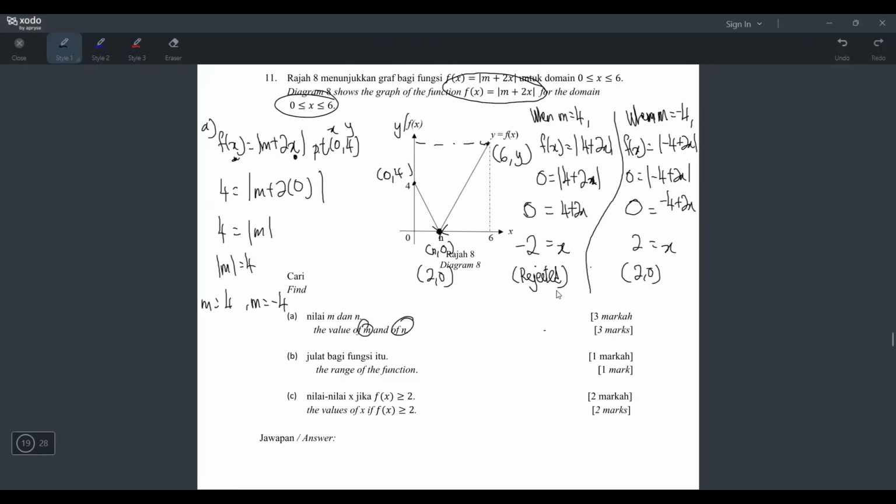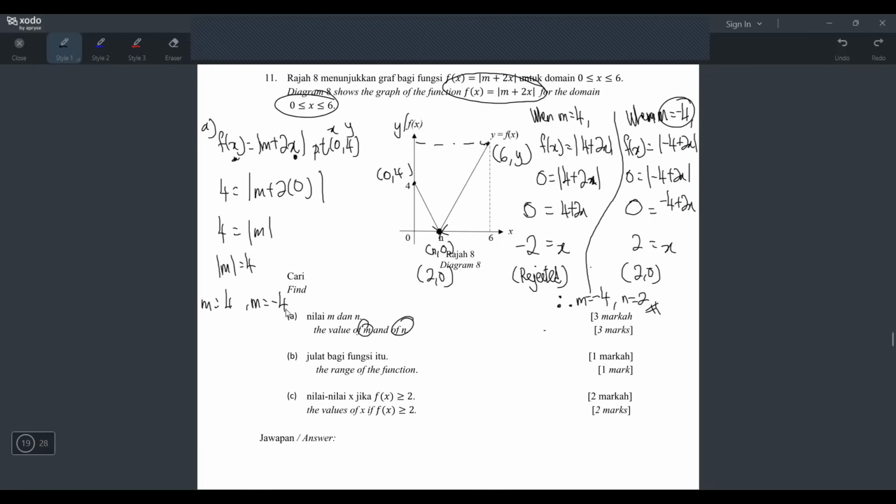So it means, what is my final answer? Find the value of m and n. So the m must be what? Must be -4 lah. Okay, m must be -4, because when m is -4, it will give you n equals 2. So this is the correct answer, not the m equals 4 answer, because when m is 4, they give you x negative. That's why we reject this. So the only answer that makes sense here is m equals -4, n equals 2.